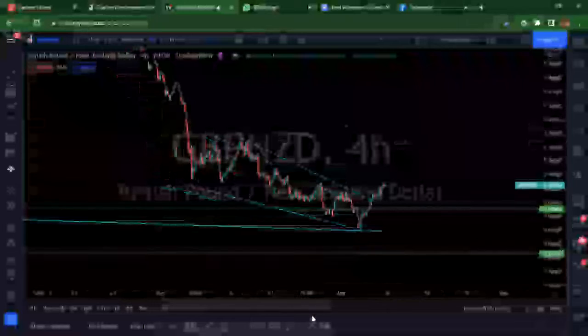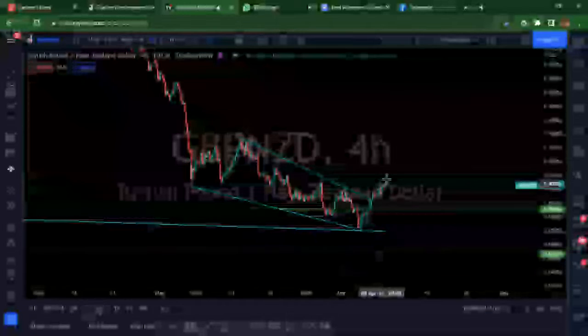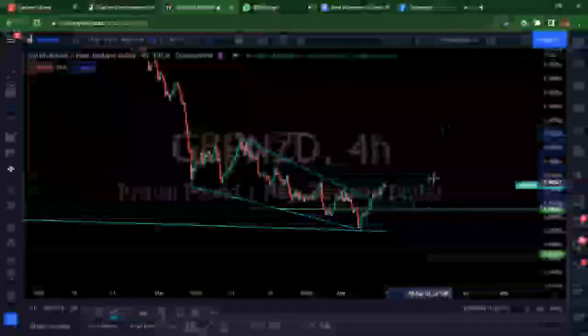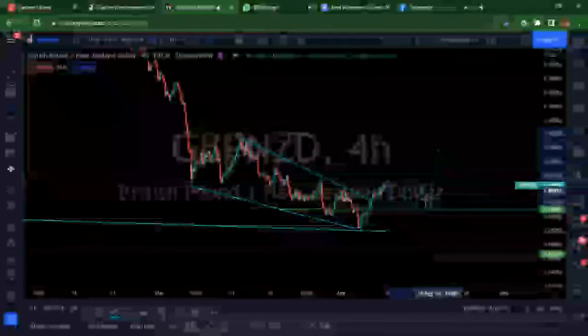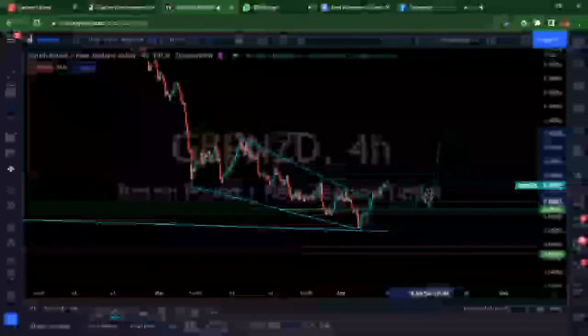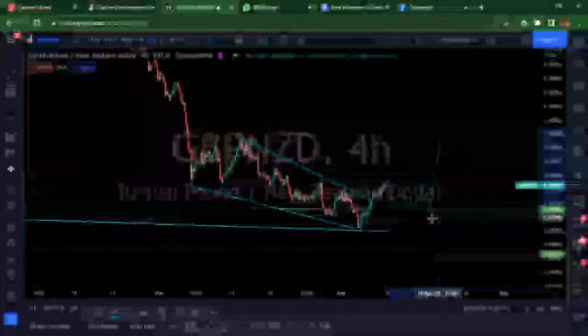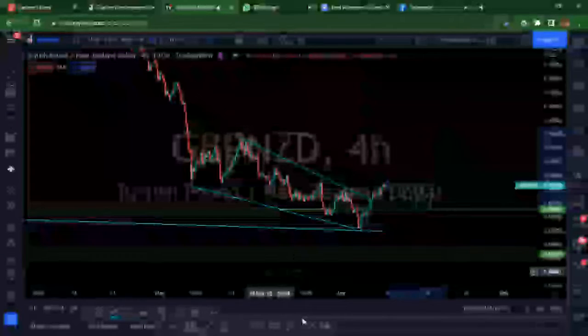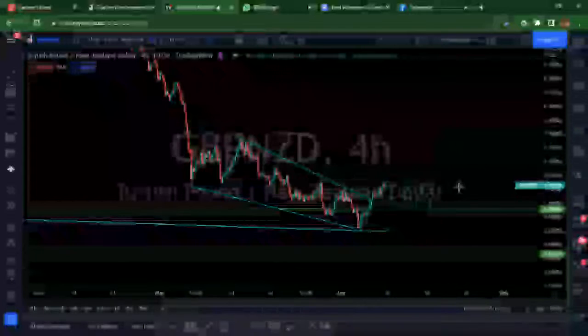So this is how you will trade GBP and ZD. You first have to wait for a correction, and then wait for a breakout or a smaller correction right here, and then execute your buy, have your stop loss below this point, and then have your take profit here. So let me show you guys how it's done.